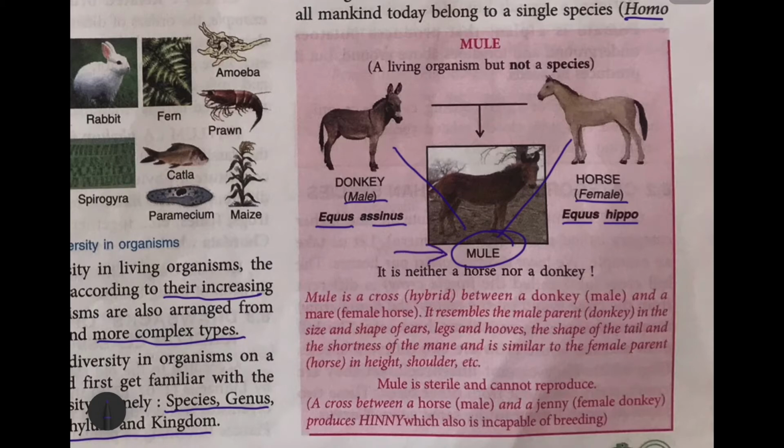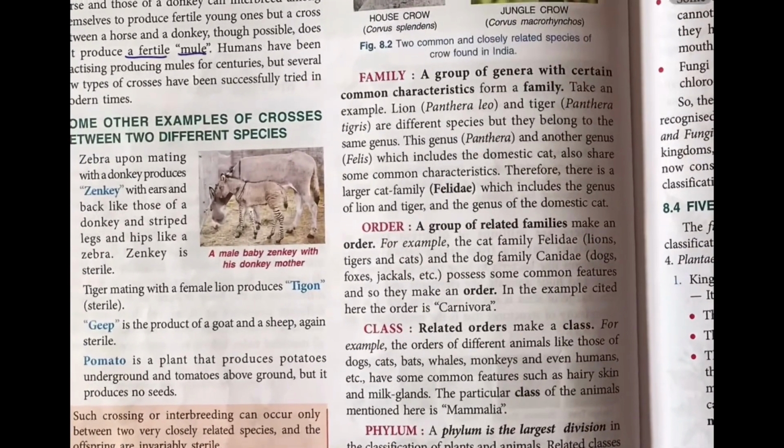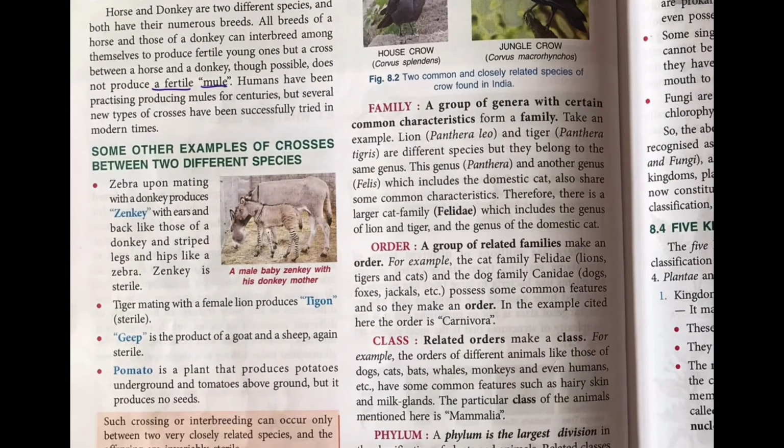It is infertile. Okay, so humans have been practicing producing mules for many centuries, but several new types of crosses have been successfully tried in modern times. But yet the offspring that comes out of a horse and a donkey, though it is known as a mule, cannot interbreed, they cannot produce a young one.